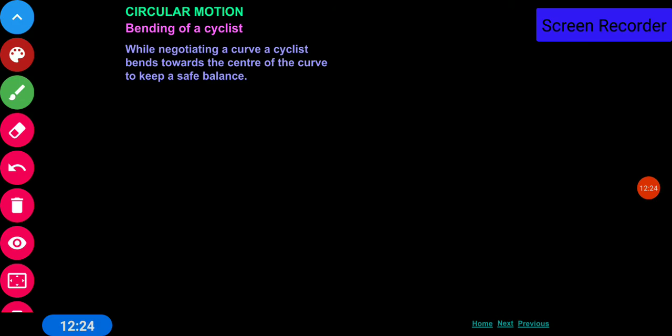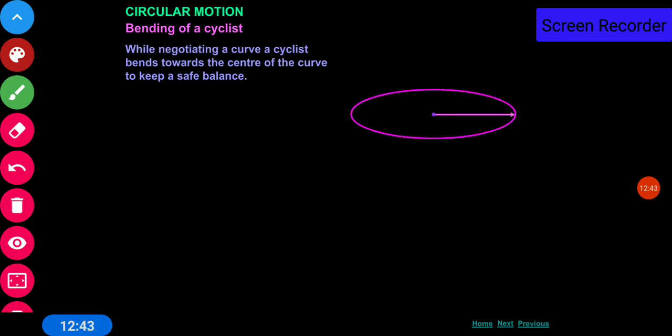Now, circular motion. Bending of a cyclist. While negotiating a curve, a cyclist bends towards the center of the curve to keep a safe balance. You must have experienced this yourself. When you drive a cycle, you lean towards the center of the curve so that you do not fall down, or to keep balance.